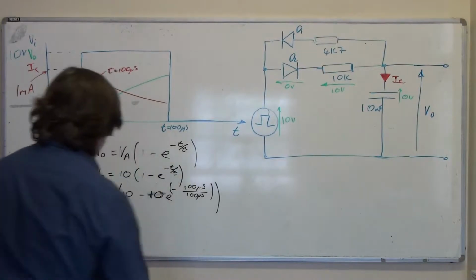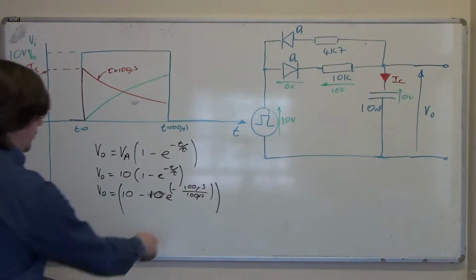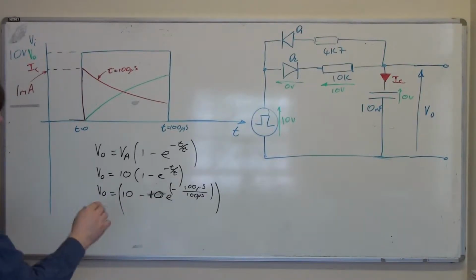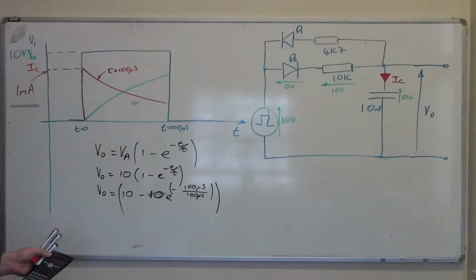So we'll do the exponential first. Could we agree that this is minus 1, the inner bracket, because it's 100 over 100 microseconds. So shift e raised to the minus 1 is 0.3678, times 10 is 3.678, 10 minus that is 6.321. So that's the voltage.